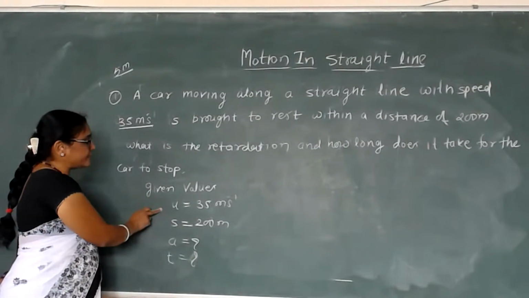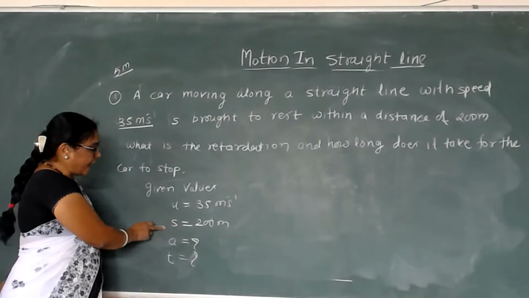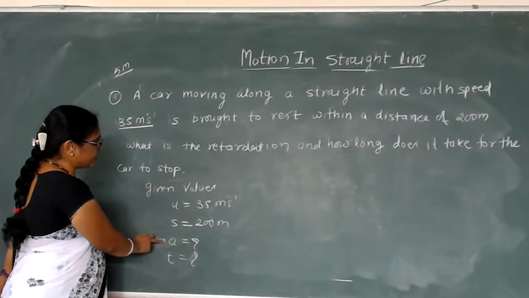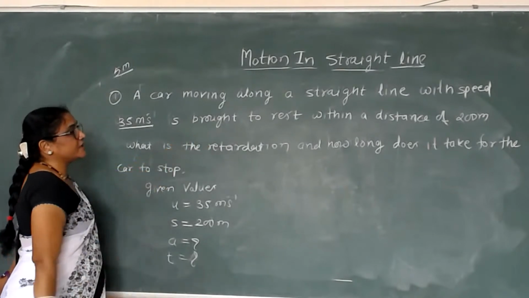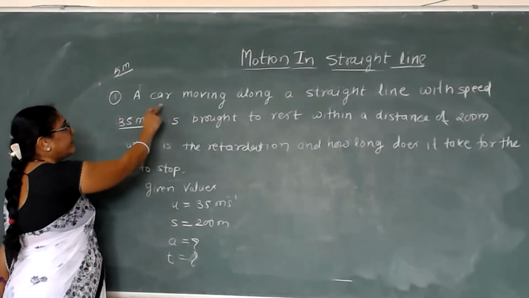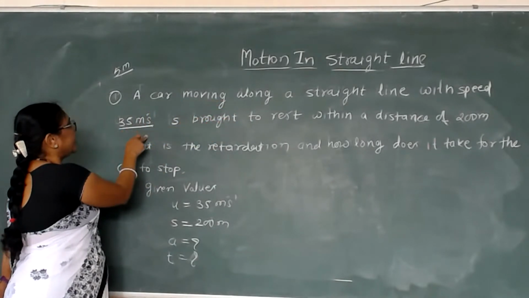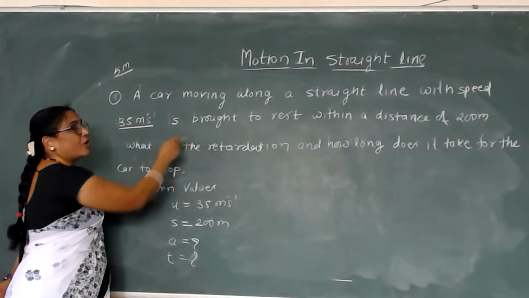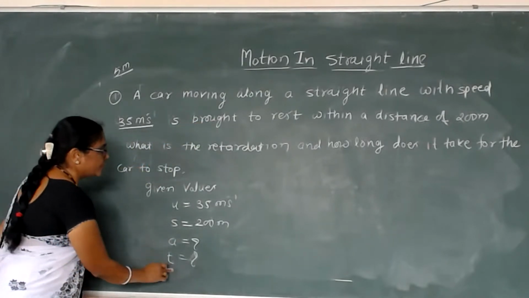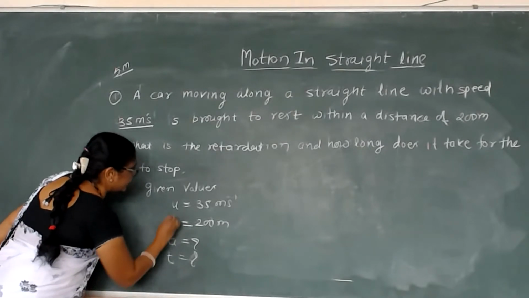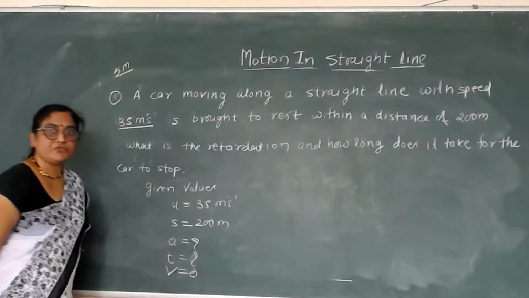So which values are given here? Initial velocity is given, distance is given, and acceleration is not given. The final velocity is also given. What is the final velocity? The car is brought to rest, meaning the final velocity is equal to 0. So v is equal to 0.